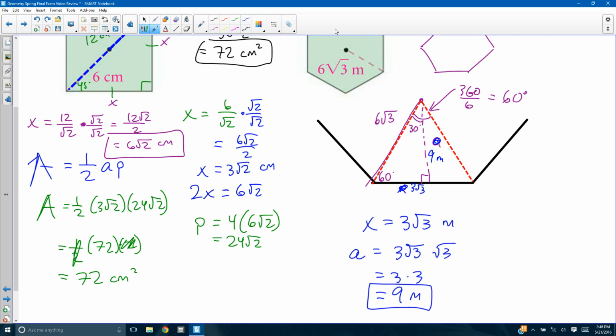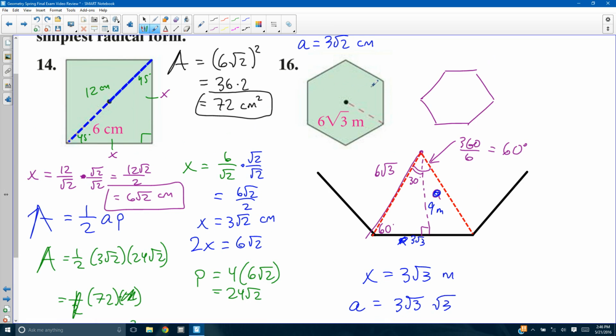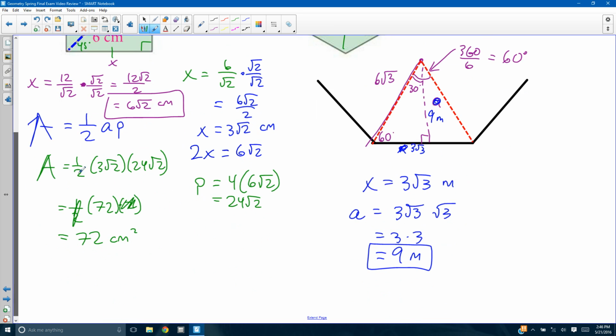Either you find the area of, let's say, this whole triangle here, and then you multiply it by 6, because there are 6 congruent triangles within this regular hexagon that all have that same area. So if x was 3 root 3, then doubling that amount, 2x, the length of one full side is 6 root 3, which starts to make sense.